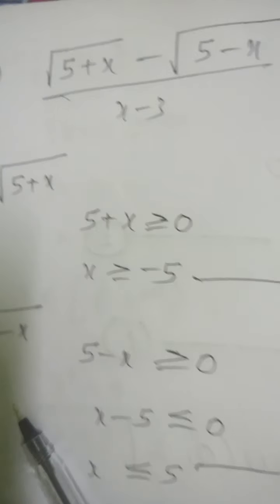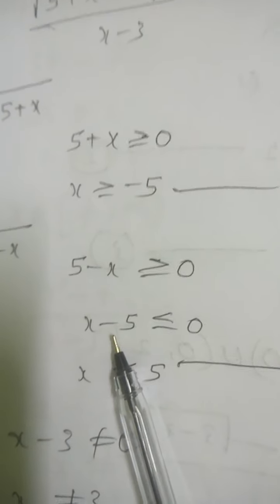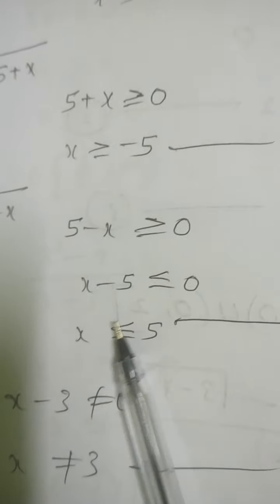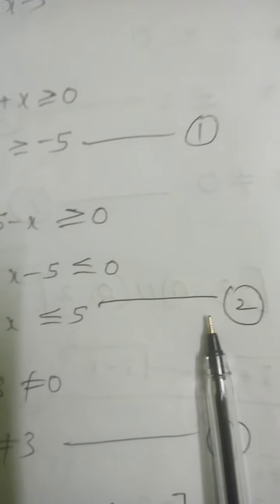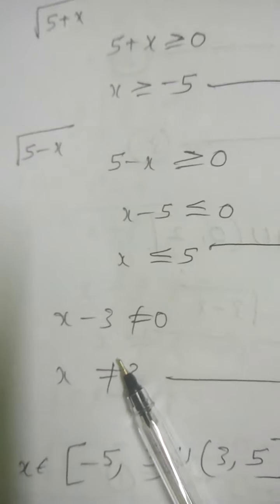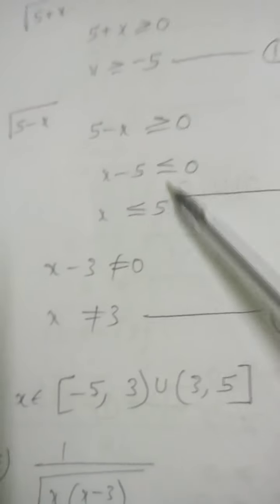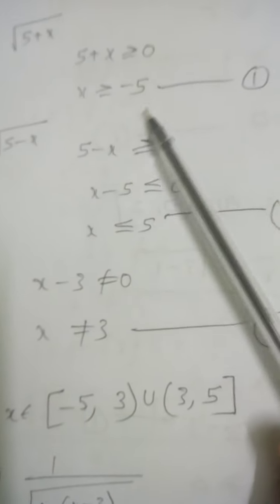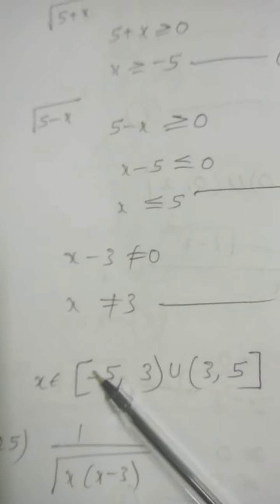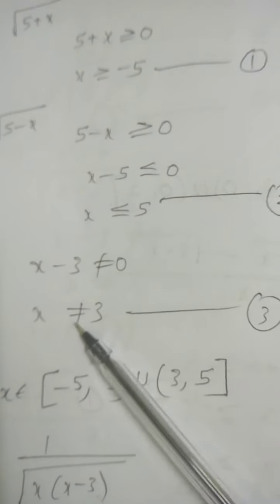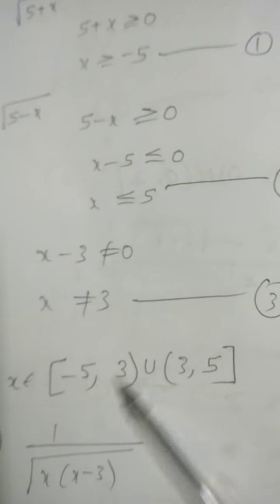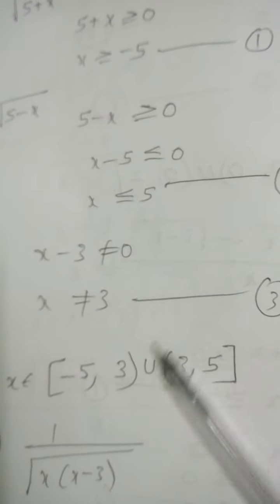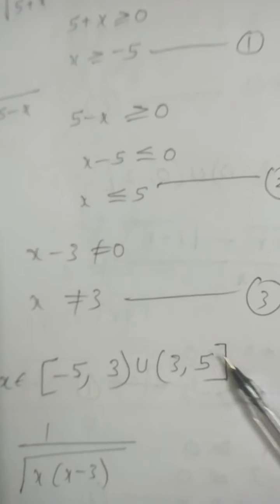Then root 5 minus x. 5 minus x is greater than or equal to 0. So x minus 5 is less than or equal to 0. So x is less than or equal to 5. Take it as equation 2. And denominator x minus 3 is not equal to 0. So x is not equal to 3. If we combine both of them, it is telling greater than or equal to minus 5. So minus 5, comma, 3 is not there. So excluding 3. Minus 5 to 3, open interval, union, open interval 3, comma, 5.